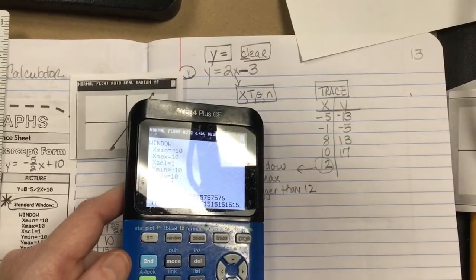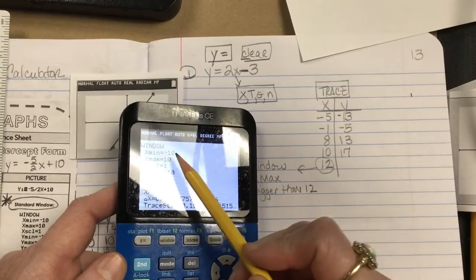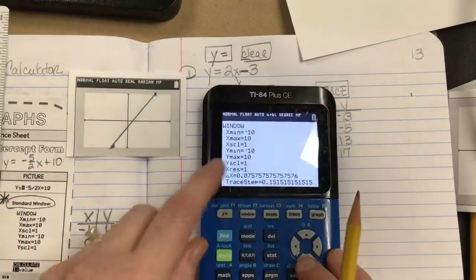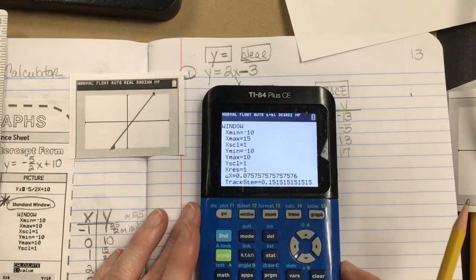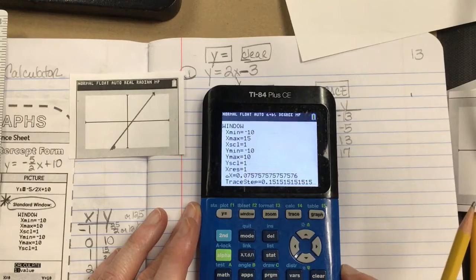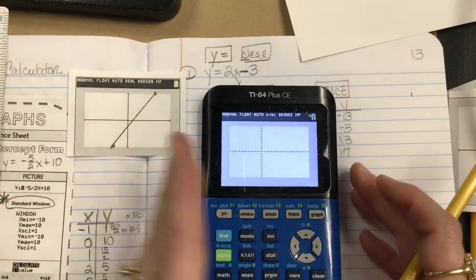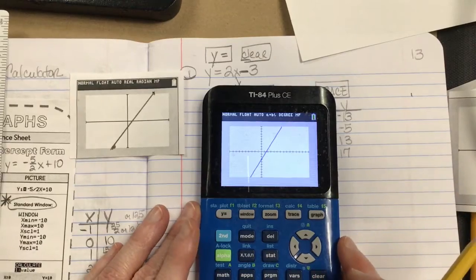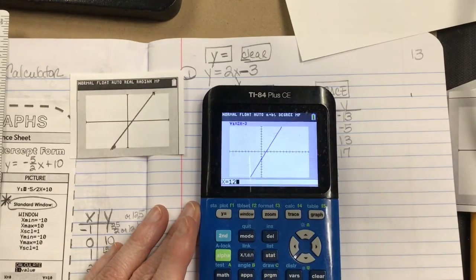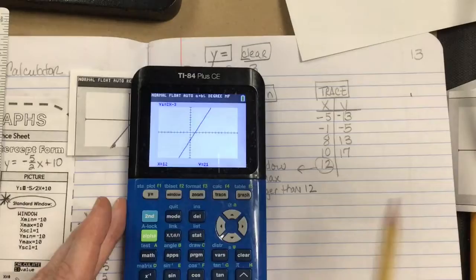These may be the ones you have a little bit of trouble with. You just have a few of them. So I need to go down here and change my X max. I'm going to set mine at 15. Now hit your graph. Now you'll notice your graph is not centered anymore. But hit trace and hit 12 and see if it works. Did it?